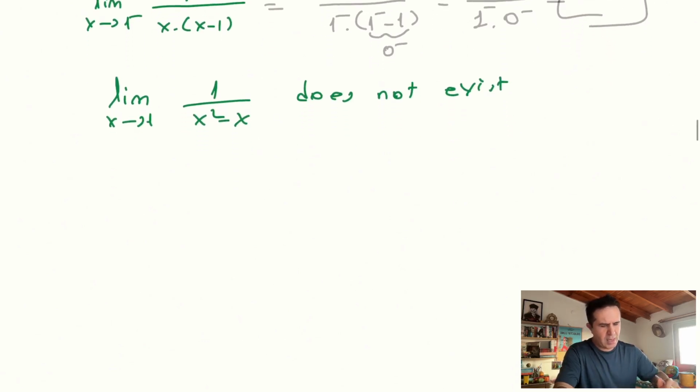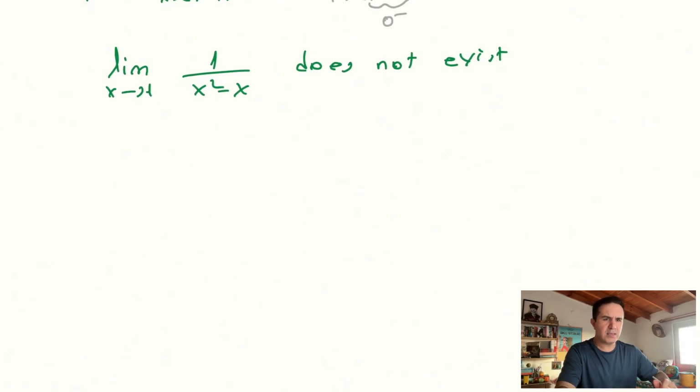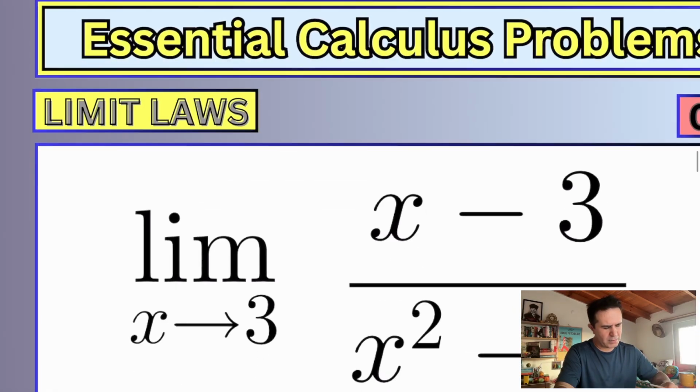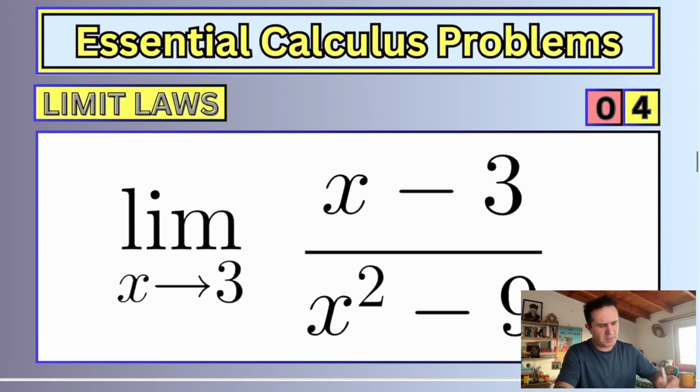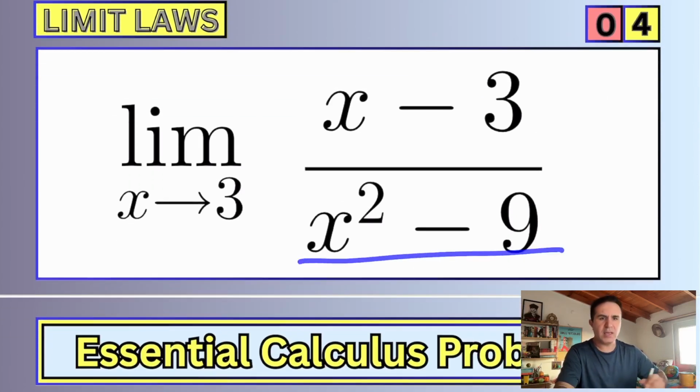Okay. And in the next problem, I will solve this one: limit as x goes to 3 of (x minus 3) over (x squared minus 9).